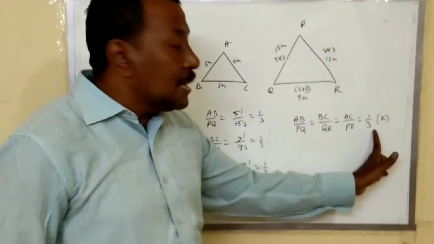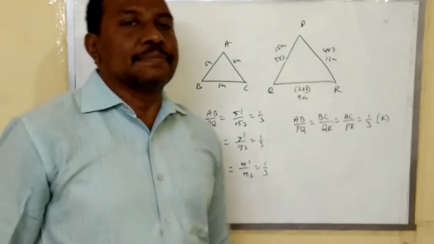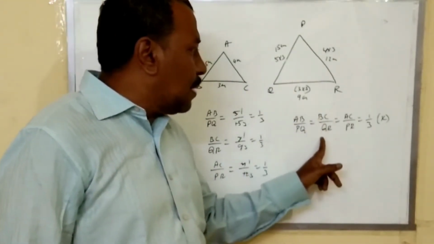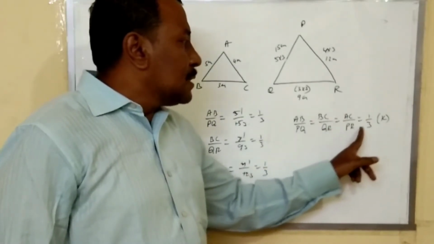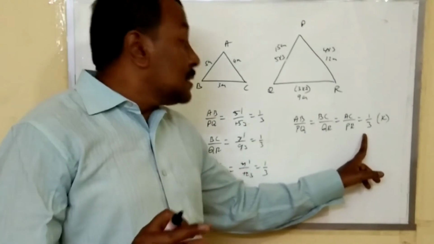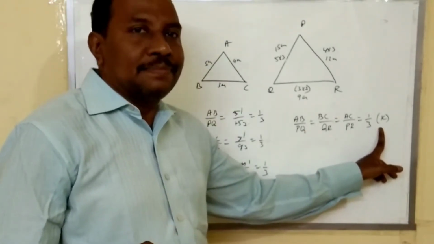So this constant is called the scale factor. AB by PQ is equal to BC by QR is equal to AC by PR is equal to 1 by 3. So it's a constant. This constant is nothing but a scale factor.